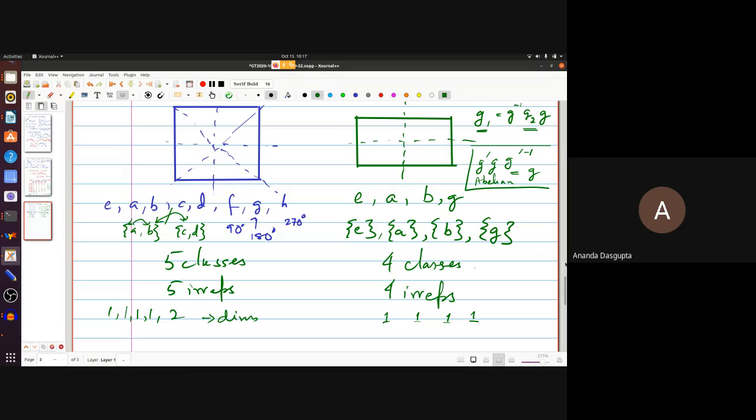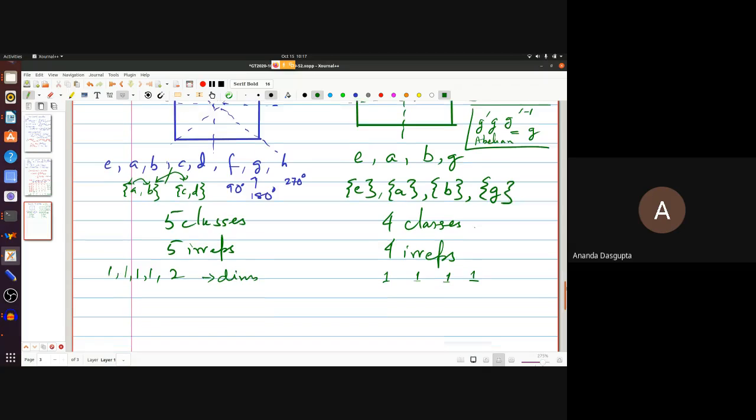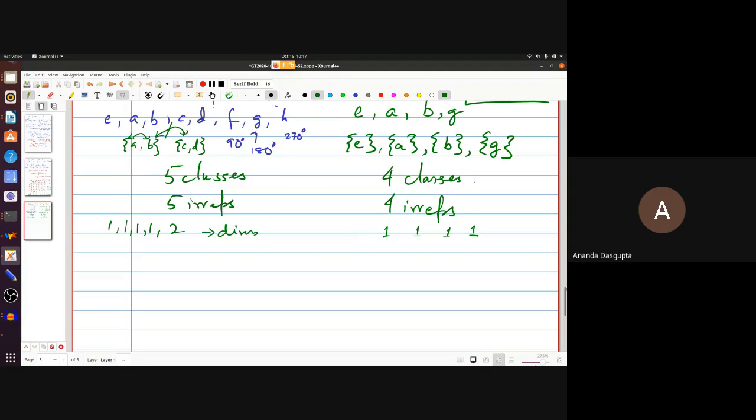So even if you did not know that application of the GOT, it can still be derived, ultimately from GOT anyway, because all these results we have actually come from GOT. But that was a direct application. Here we have this result which says that the sum of d_i squared has to be equal to the order of the group. Anyway, so now tell me one thing.